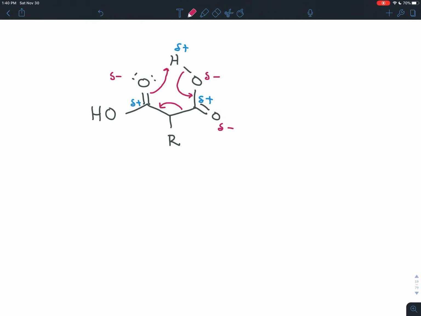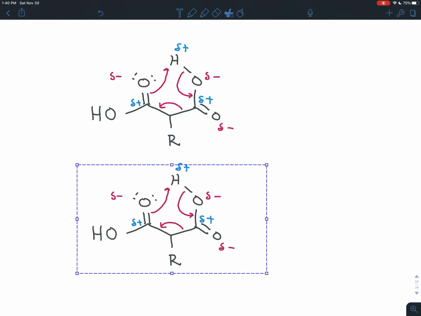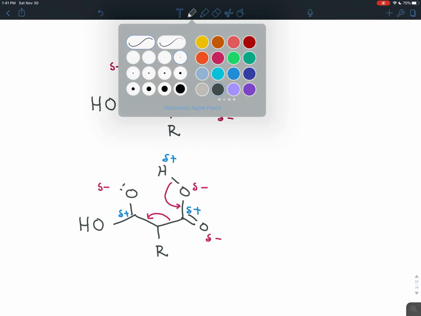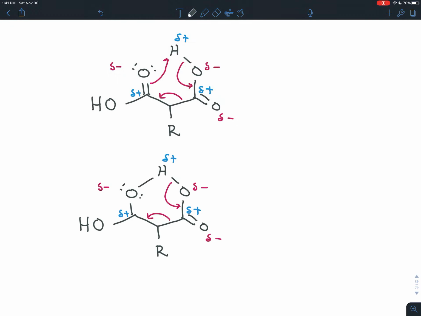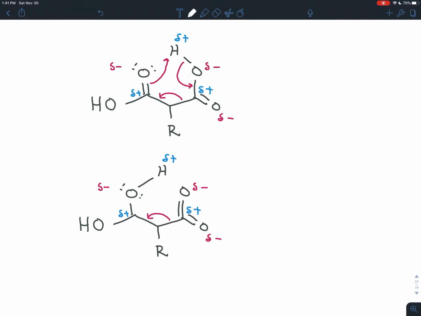Okay, let's change each of these things one at a time. I'm going to keep this up here as a reference, and I'm going to redraw each of these arrows one at a time. So this pi bond won't be there anymore. It instead will be a bond to this hydrogen. The bond to the hydrogen won't be there anymore. It instead will be a pi bond to that oxygen. The sigma bond here won't be there anymore.